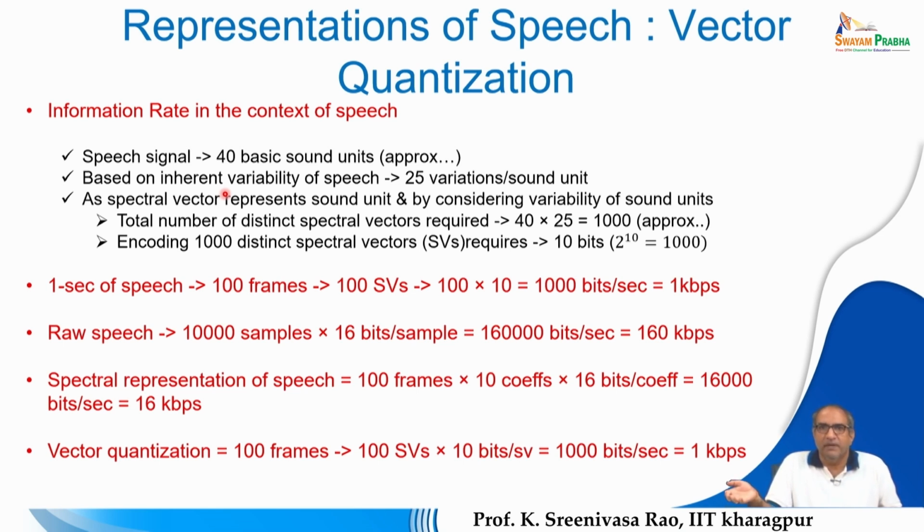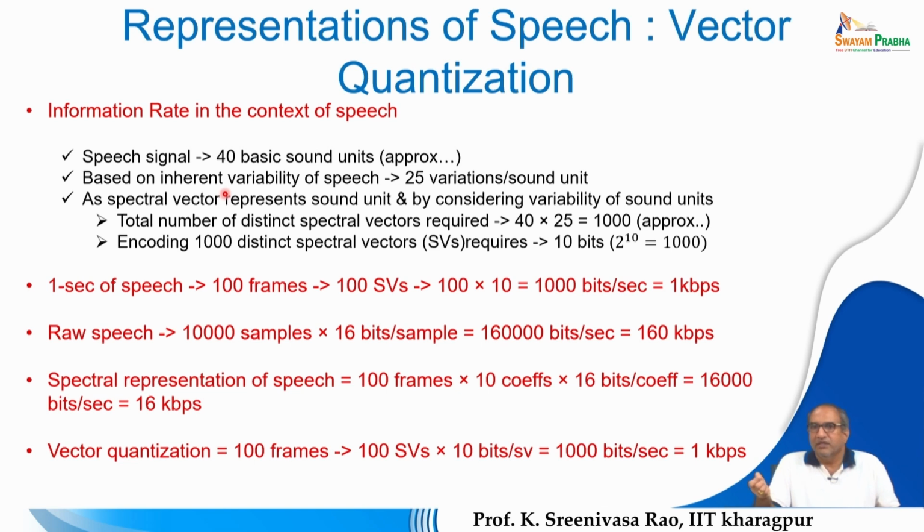To represent 40 distinct sounds, 5 to 6 bits are enough. With 5 bits, the number of sound units is limited to 32 at maximum, and if the number of sound units is more, like 40 or more, you can use one more bit, so 6 bits. With 6 bits, the number of distinct sounds that can be represented is 2 power 6, which is 64. So 5 to 6 bits are sufficient to represent each sound unit.